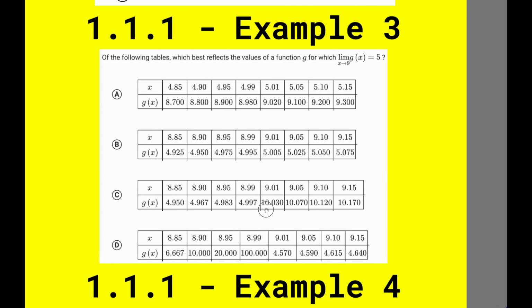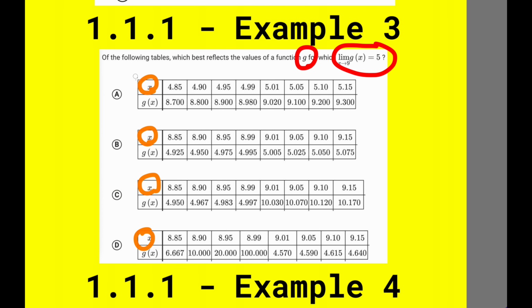Here's another example. If you want to pause this and then unpause it, we'll go over it. Of the following tables, which best reflects the values of g for this limit right here? So now we have the limit notation, and we're saying, what does this look like if it was put into a table? Okay, well, x is approaching 9. So right away, what I'm going to do is look at the top part. That's where the x's are right here, and see which of them are approaching 9 from both sides.